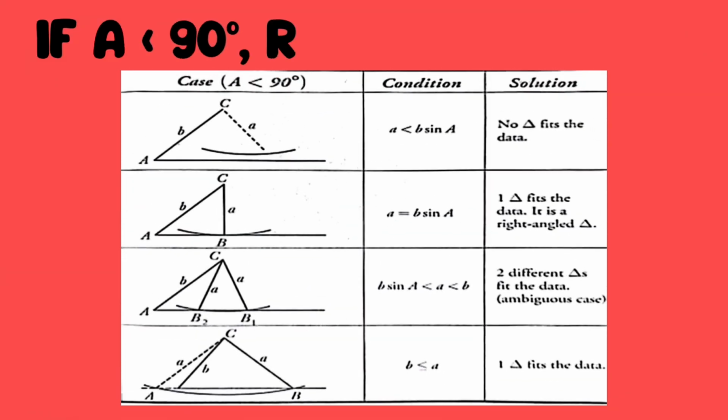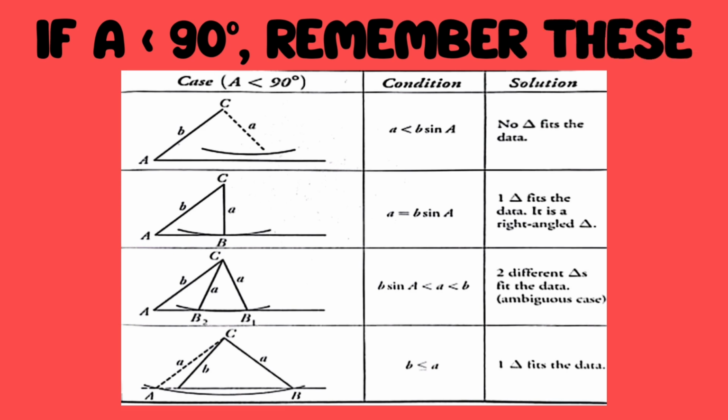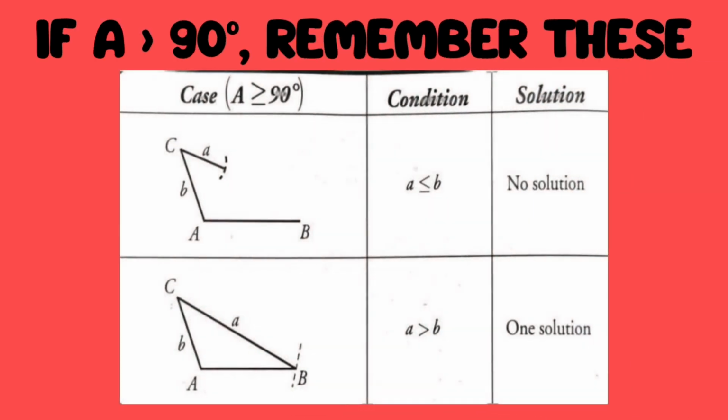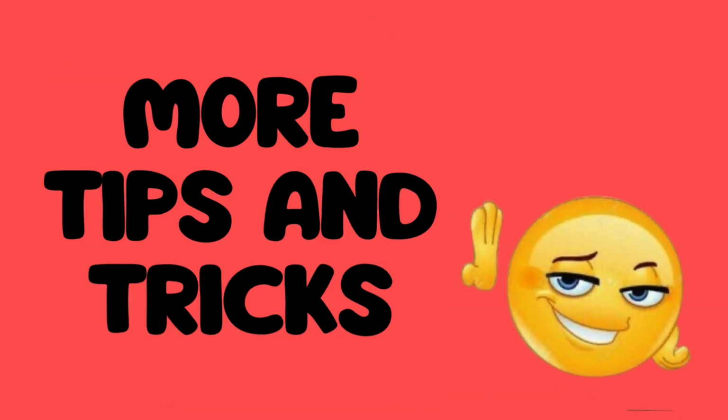So if A is lesser than 90 degrees, here are the cases you need to remember. Additionally, here are the possible cases if A is greater than 90 degrees. Here are also some more tips.